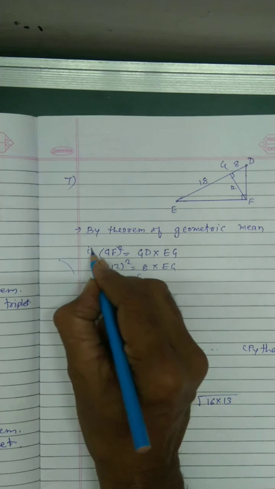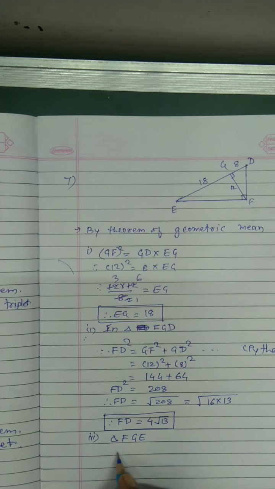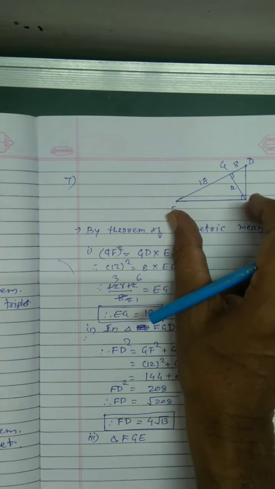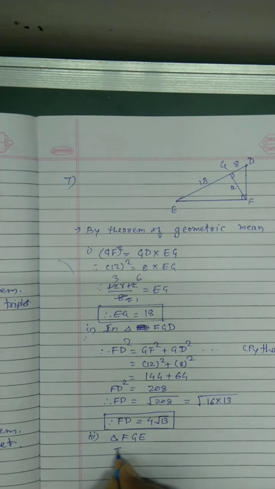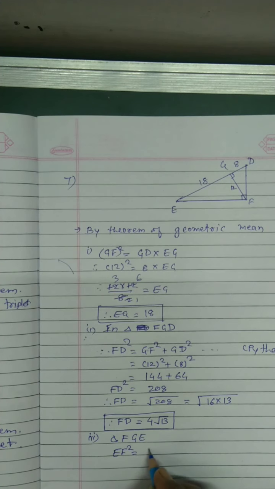In triangle FGE, EF square, that is the hypotenuse, is equal to EG square plus GF square. This is also by Pythagoras theorem.